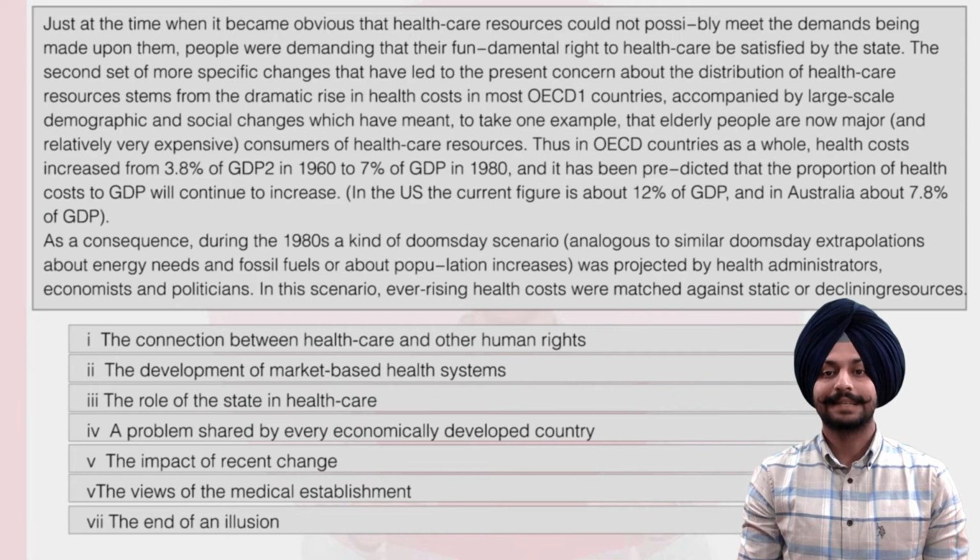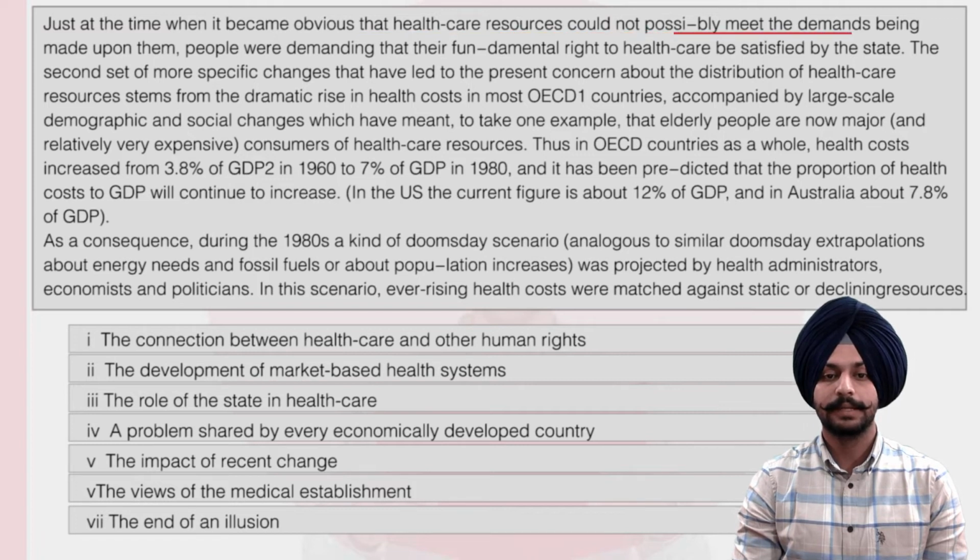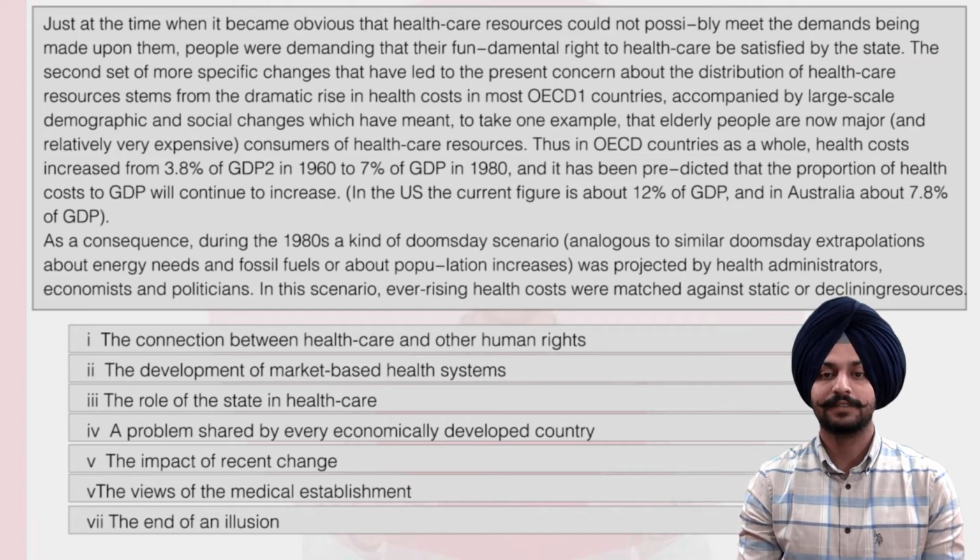So this is the last example which we are going to take. It says that just at the time when it became obvious that the healthcare resources could not possibly meet the demands being made upon them, people were demanding that their fundamental right to healthcare be satisfied by the state. After realizing that the demands they put over the healthcare resources cannot be fulfilled, people were saying that the state should take a step and satisfy their fundamental right of healthcare.